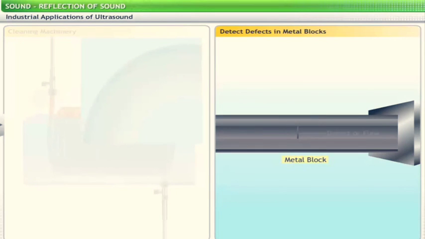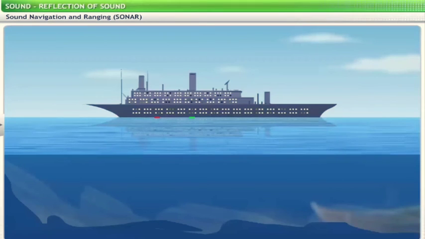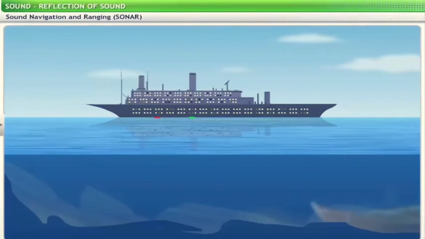Ultrasounds can also be used to detect cracks and defects in metal blocks. Cracks or air bubbles present inside a metal block are invisible from the outside. To detect these cracks, ultrasonic waves are passed through the metal block, and detectors are placed on the other side of the block to detect the transmitted waves. On encountering a crack or an air bubble, the ultrasound gets reflected back, indicating the presence of the defect.